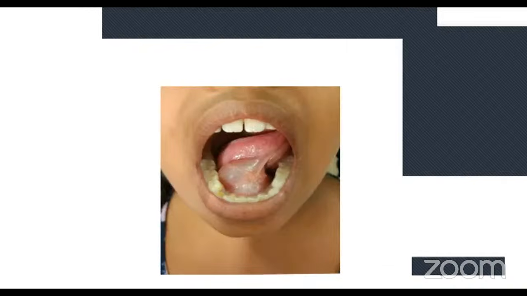Huh? Potato nose or Hebra nose or rhinophyma, potato tumor. Okay. What is this?